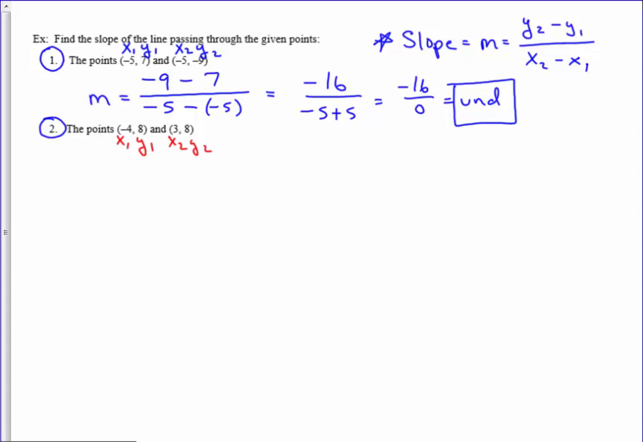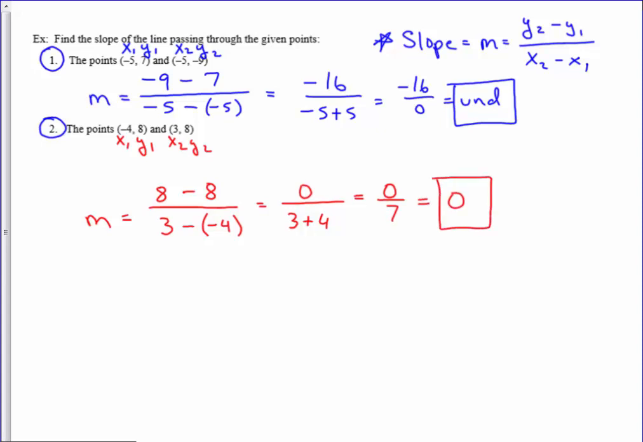So for this particular example, my slope would equal y2 is 8 minus y1 is 8 divided by x2 is 3 minus x1 is -4. On the top, 8 minus 8 is 0. On the bottom, that would actually be 3 plus 4. 0 divided by 7 would equal 0.